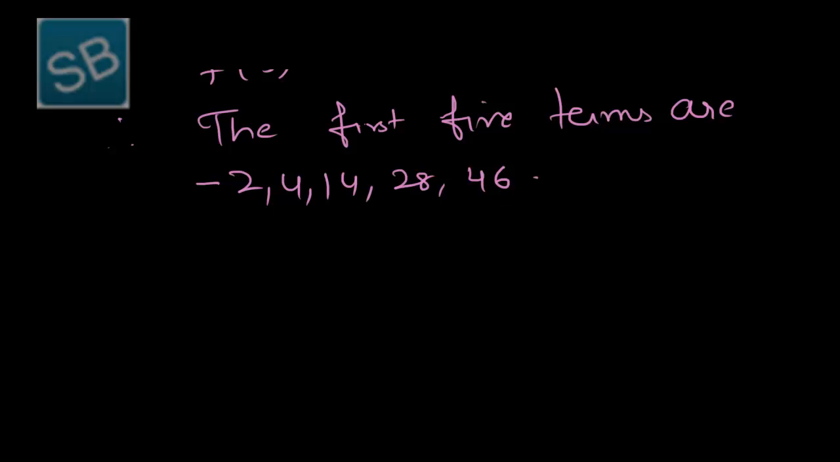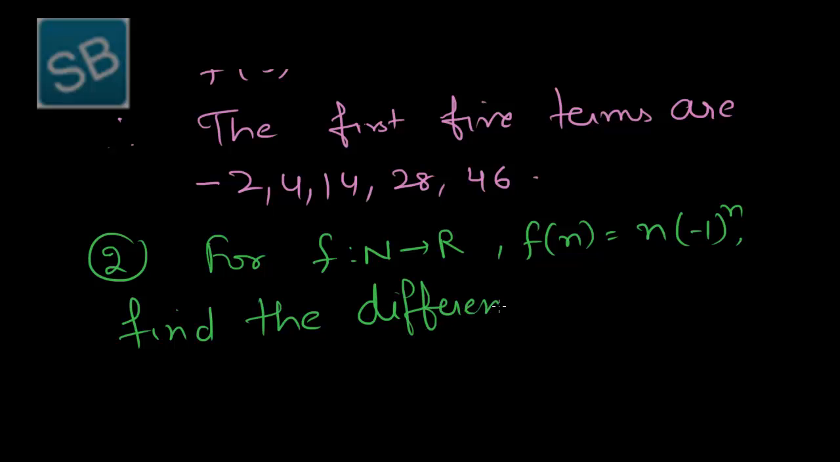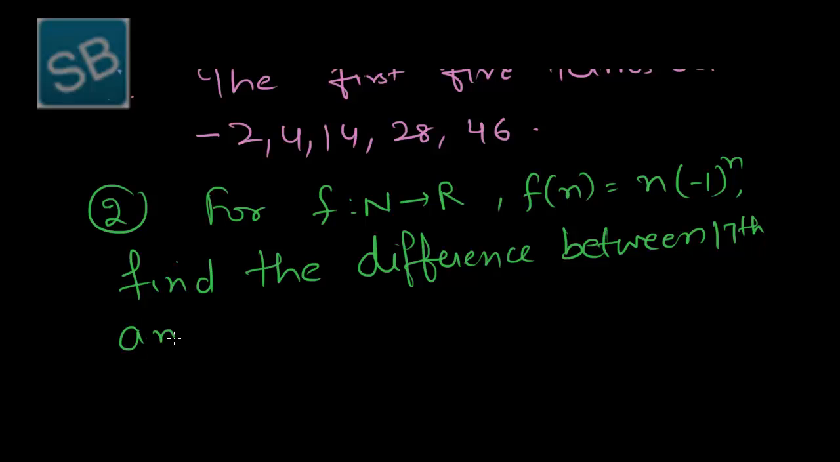Now we are going to discuss the second problem, that is, for function f of n, f of n is equal to n into minus 1 raised to power n. Find the difference between 17th and 16th term.